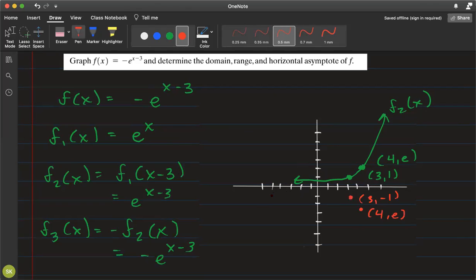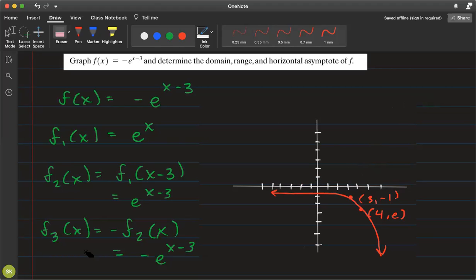And so the function is going to look very similar. It's going to go down like that. It's just the mirror image. And this is the function f3 of x, but because it's exactly equal to this, this is the function f of x. So f3 of x is equal to f of x.